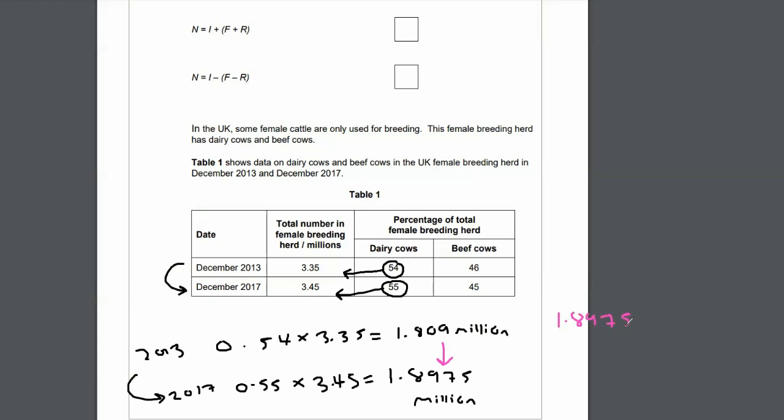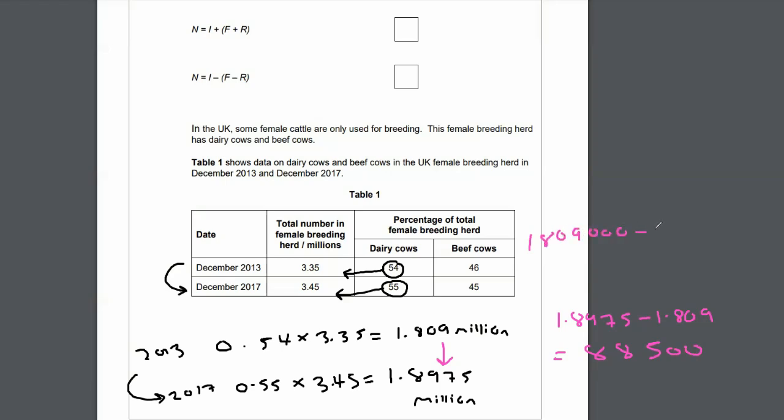So take the big number, subtract the small number, so 1.897 million minus 1.809 million, and you're going to get something in the 80,000s. Let's whack that into the calculator and see what the increase in the number of female dairy cows was between 2013 and 2017. So it's 88,500. You can't put million in the calculator, so you need to add 3 zeros.